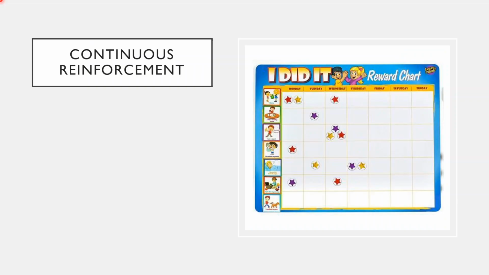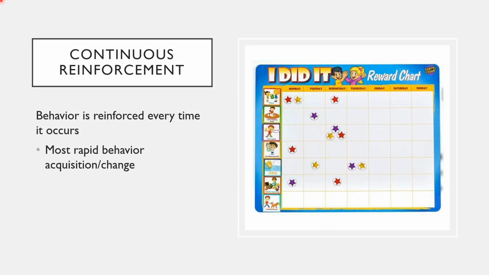So to get started, we want to look at the most simple schedule of reinforcement, which is called continuous reinforcement. And this is very straightforward. Continuous reinforcement means that the behavior targeted, the behavior we're trying to condition, is reinforced every single time it occurs. For example, if I was trying to train my dog to sit, I would give him a treat every single time he successfully performed the behavior of sitting.